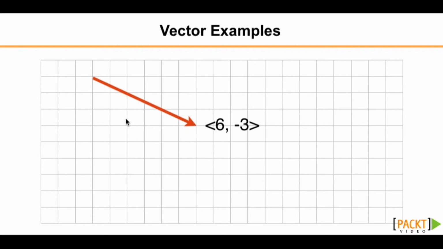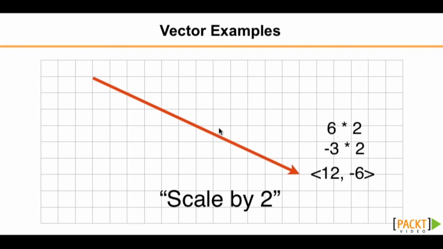Another example would be a vector that we want to scale by 2. And this 2 is called a scalar value. And all we need to do is to multiply the original value by 2. So 6 by 2 and -3 by 2. And the result is 12 and -6. And you will notice that it is a vector exactly like the one we had before, but twice as long.